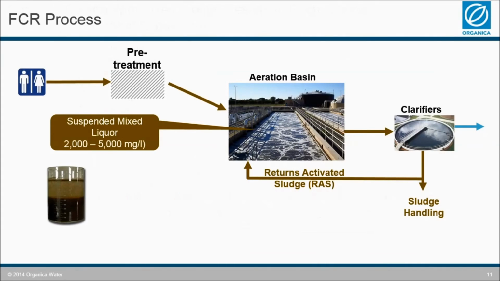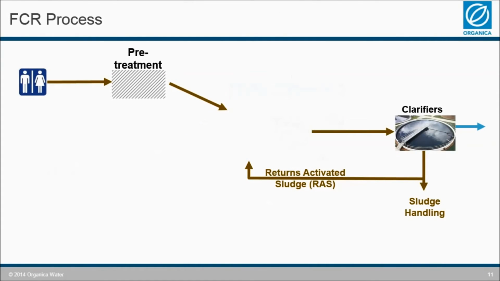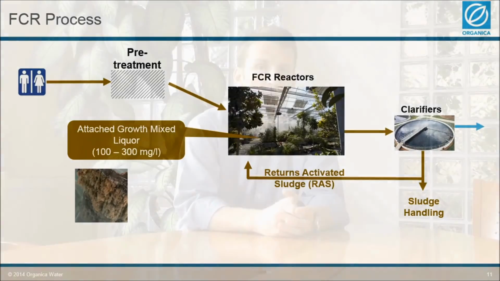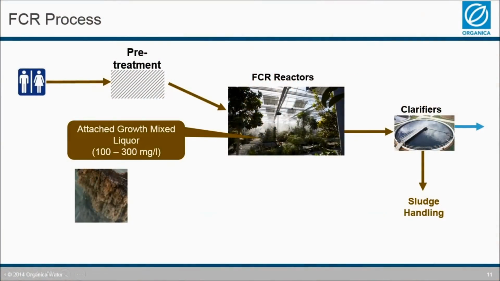So in a very simplified process scheme, the FCR will replace the aeration basin with the FCR reactors. Again, high biomass density, so typically around 10 milligram per liter of biomass density, but very little of that is suspended. So the mixed liquor solids is typically going to be around 100 to 300 in suspension. And then we also, with the FCR, because we don't want to proliferate those organisms that are suspended returning back to the reactors, we eliminate the RAS, or the return activated sludge line.